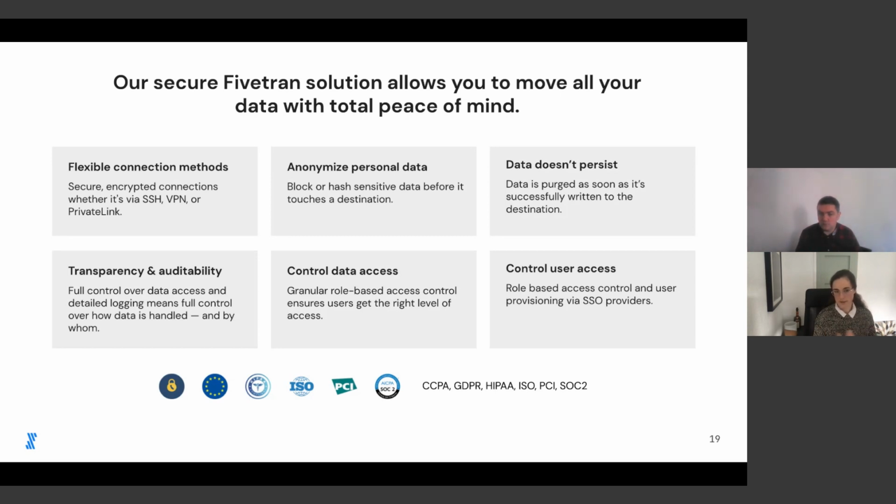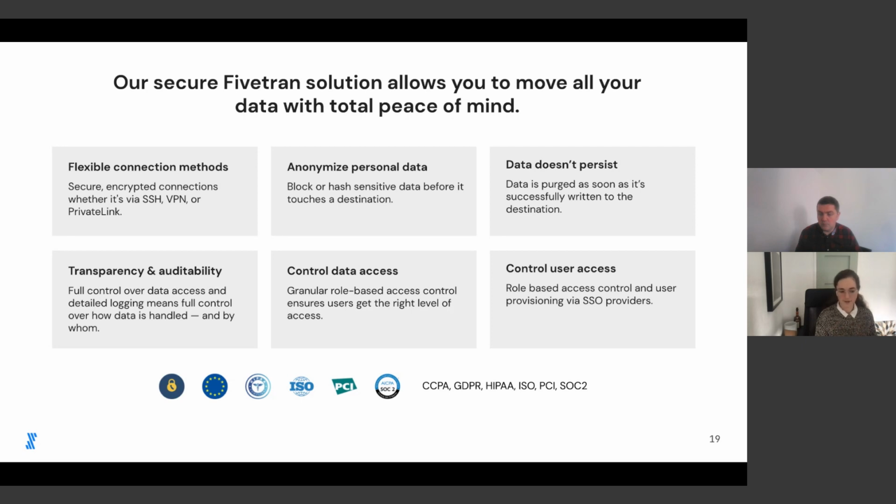We also have role-based access control and provisioning via SSO providers. If you're using the likes of Okta to manage all of your other users, access and permissioning, you can also integrate with Fivetran to grant user access via Okta as well. So say you have an employee using multiple different tools, and one of those tools might be Fivetran. When they leave the company, you just remove them in Okta, and their access will be removed from Fivetran as well.